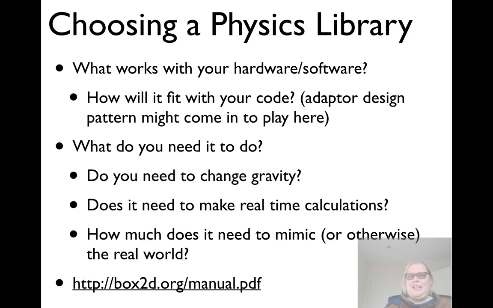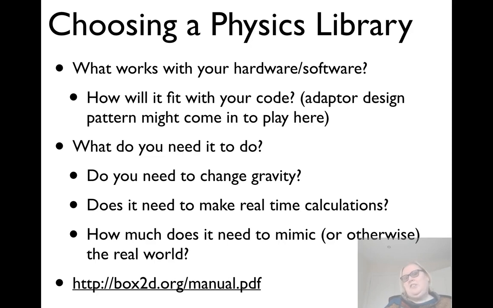So then it's thinking about, what do you actually need your physics library to do? Do you need to change gravity? Do you want realistic gravity? Most games, I have to say, especially platformers, don't really have realistic gravity. You can jump a lot higher than you usually could. If you've got a ball, it tends to just bounce around. It tends not to bounce and then land on the ground. Sometimes you actually want heavier gravity, so only small jumps, small bounces. That's really worth thinking about.